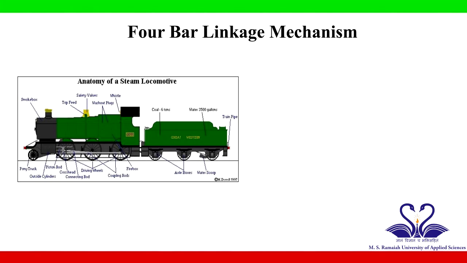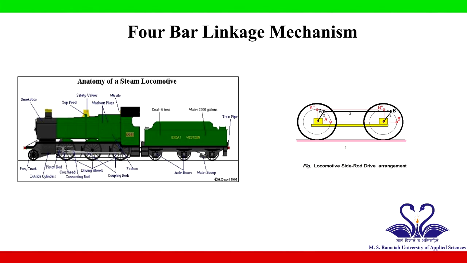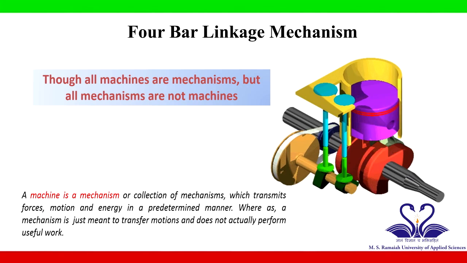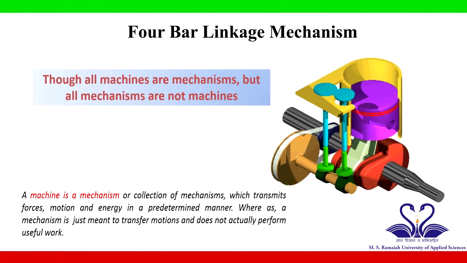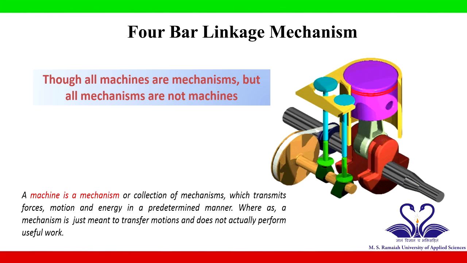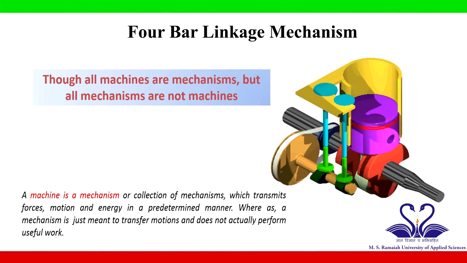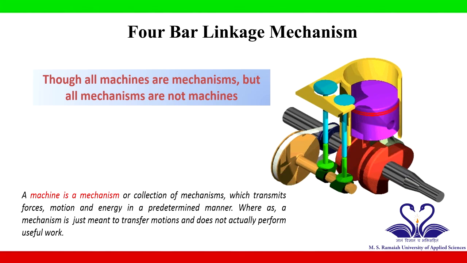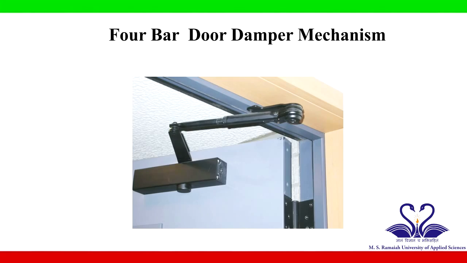In this machine, power is transmitted from engine cylinder to drive wheels through a 4-bar linkage mechanism, as shown in the illustration. Here, it is important to understand that a mechanism is a part of a machine, whereas a mechanism alone cannot be a machine. This is because a mechanism is meant to transfer motions, but not to perform independent tasks. Another simple and widely seen mechanism is a 4-bar door damper mechanism.